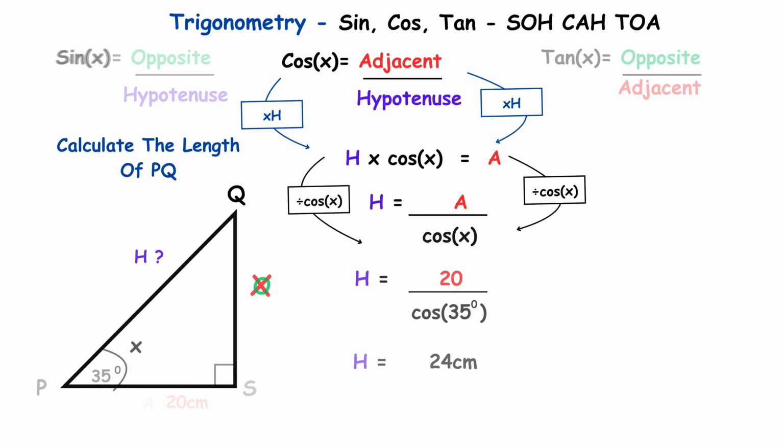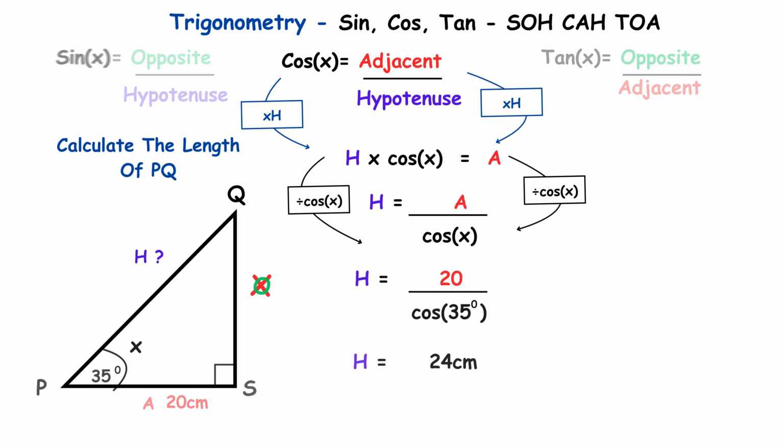This time it's the opposite that we don't really care about because we haven't been given its value, and we're not trying to find it. So we need to find the equation that has the adjacent and the hypotenuse in it, which will be cosine x equals adjacent over hypotenuse. Because we're looking for the hypotenuse, though, we're going to have to rearrange the equation to get the hypotenuse by itself, which we can do by multiplying both sides by the hypotenuse and then dividing both sides by cosine x to get hypotenuse equals adjacent over cosine x.